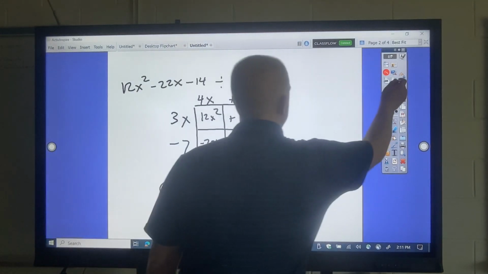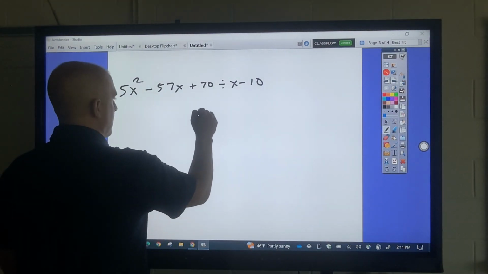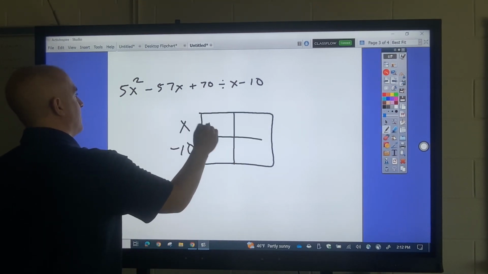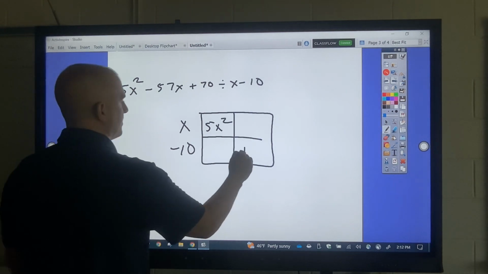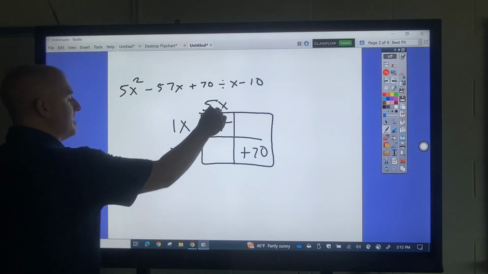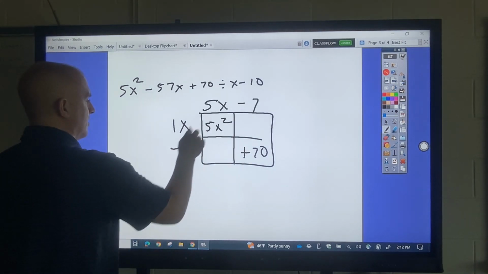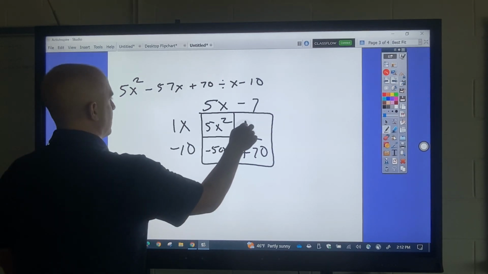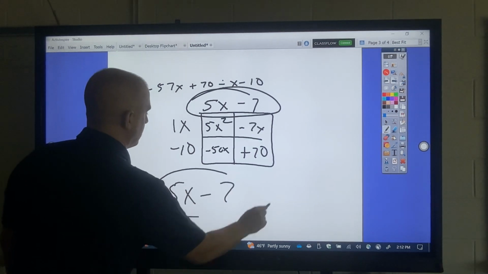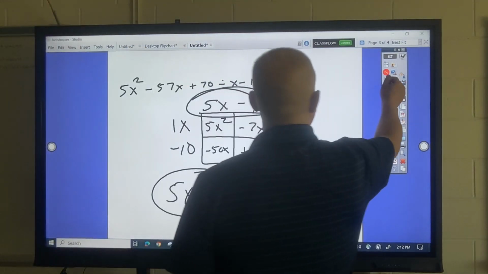Okay, let's do another. Let's say I got this one. So I would have the box, x minus 10. This would be 5x squared, plus 70. If you want to put a 1 there, 5 divided by 1 would be 5. This would need to be an x. Negative 70 divided by that would be negative 7. And look, that's negative 50x. That would be negative 7x, and that adds up to give you that. So that would be 5x minus 7.